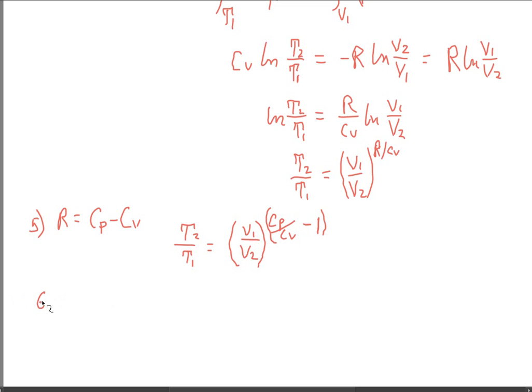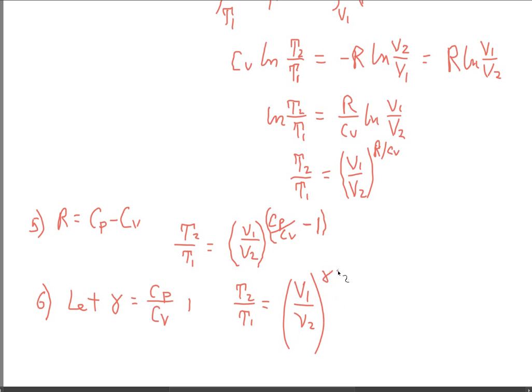In step 6, we're going to let a new variable, we're going to name gamma, equal to the ratio of the heat capacities, the heat capacity at constant pressure over the heat capacity at constant volume. And then we're simply going to substitute that in. So now we'll have T2 over T1 is equal to V1 over V2. And this will be a little easier to write. Now it's going to be just gamma minus 1.